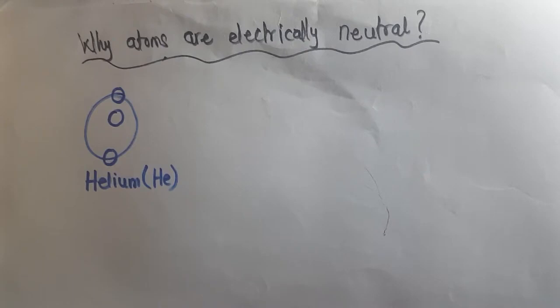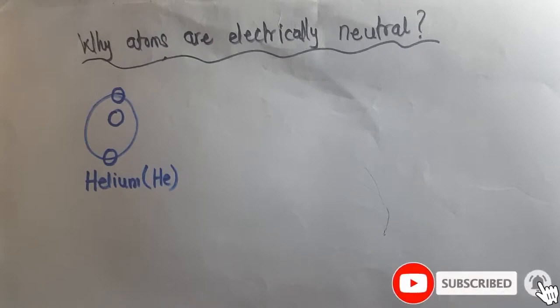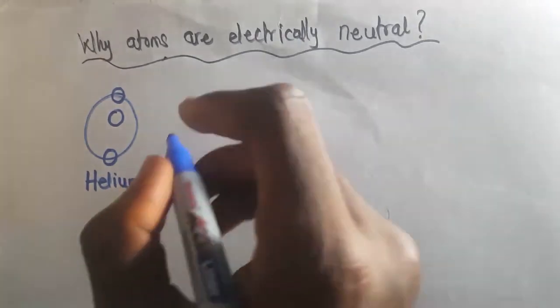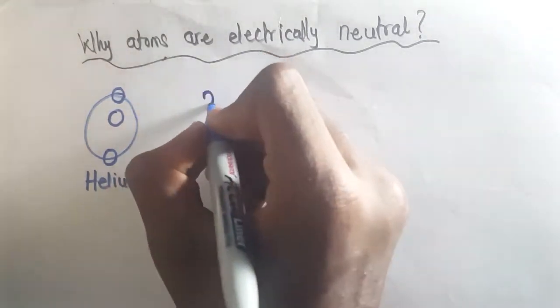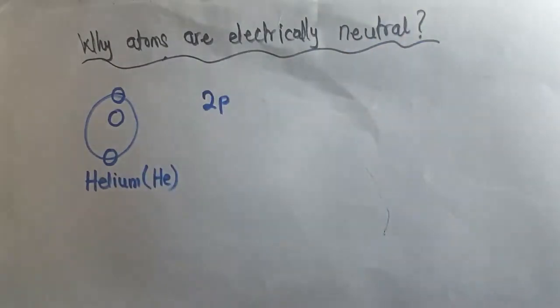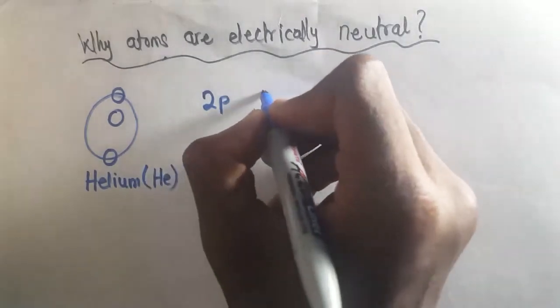When we looked at the structure of an atom, you remember we said that atoms have a positive charge and a negative charge. The positive charge is as a result of the proton, and the negative charge is as a result of the electron. So we are being asked why atoms are electrically neutral. Helium has 2 protons, that is the second element among the first 20 elements, as well as 2 electrons.